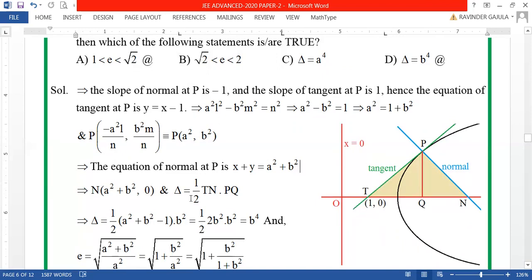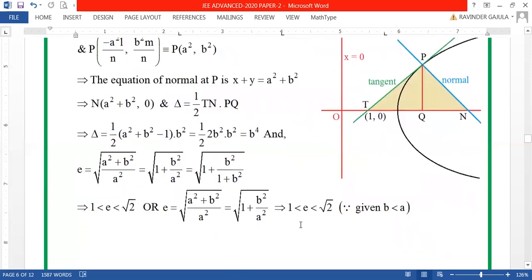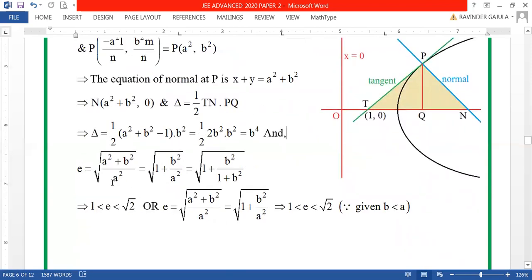So now the area of triangle delta is half into TN, which is a square plus b square minus 1, because it is (1, 0) and this is a square plus b square. So a square plus b square minus 1, and the y coordinate of this point P is the height of the triangle, into b square. So half of 2b square into b square, b power 4, is the area of triangle PTN. And then eccentricity can be taken as root over a square plus b square by a square. That is 1 plus b square by a square.